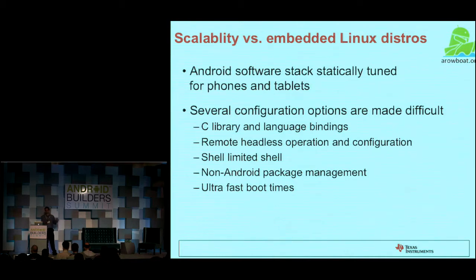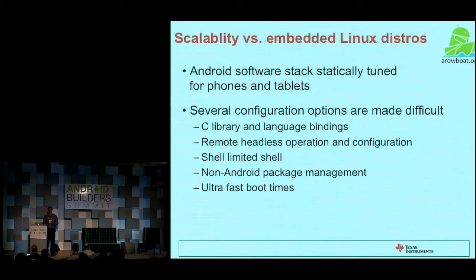So it's really pretty statically tuned for phones and tablets. And a lot of the configuration options that you might want in your embedded system are somewhat difficult to achieve with Android. If you wanted to change the C library to something other than Bionic, I think that Kareem had some interesting talk about how to work with multiple C libraries within the same system yesterday, and there are lots of things being done to address that. But that's a challenge today with Android.